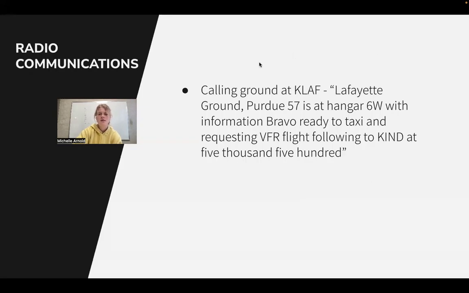And then this is just an example of how to call up ground for starting a cross-country flight. So this is something that I personally would practice before even getting into the plane. So if you're going to Indianapolis, for example, this one is Lafayette ground, Purdue 57 is at Hangar 6 West with information Bravo, ready to taxi and requesting VFR flight following to Kilo India November Delta at 5,500. So when you're requesting flight following, make sure that you give your altitude, or else I'll just ask you.